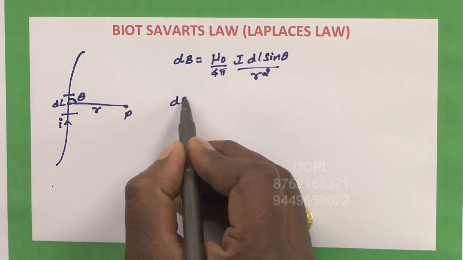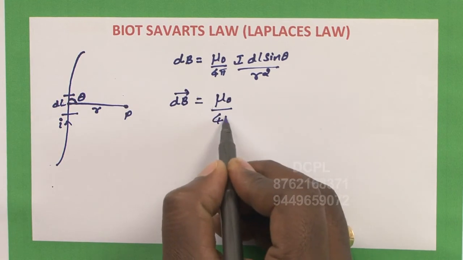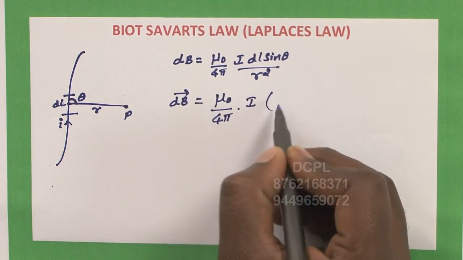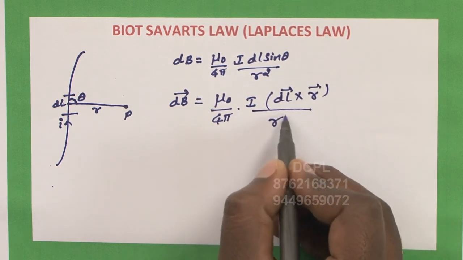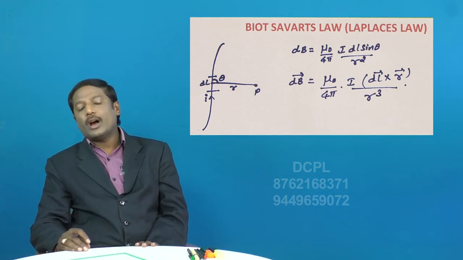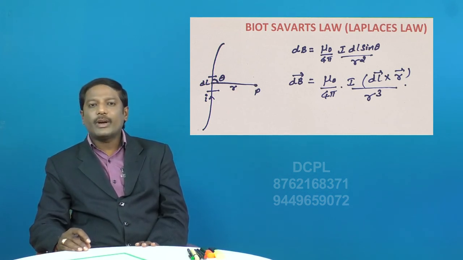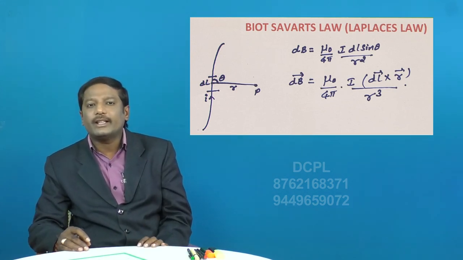You can also represent this in vector form. In vector form, this magnetic field is given by mu naught by 4 pi into I into dl vector cross r vector divided by r cubed. This is what we call Biot-Savart's law. And also please remember, students, this Biot-Savart's law is applicable to find the magnetic field only for the small element carrying the current I.